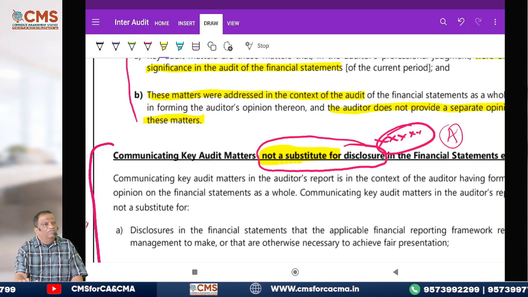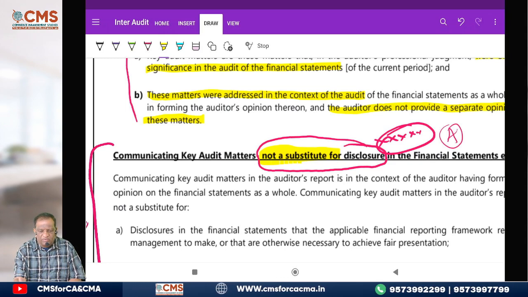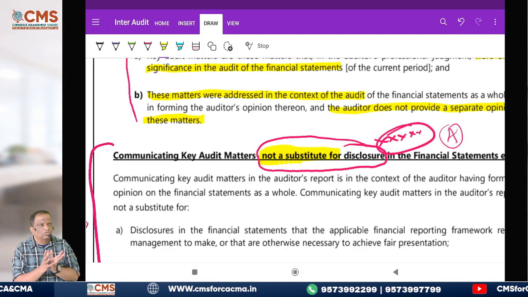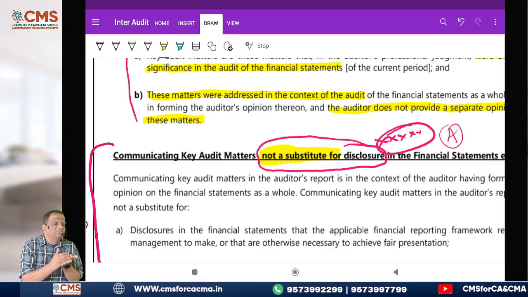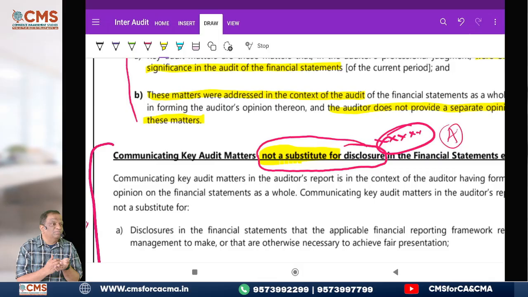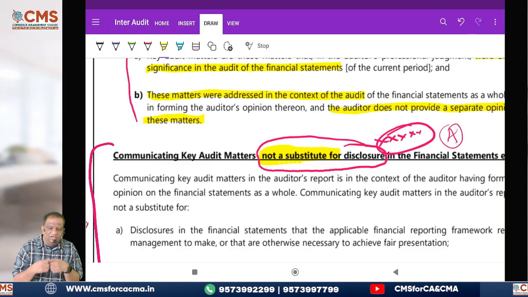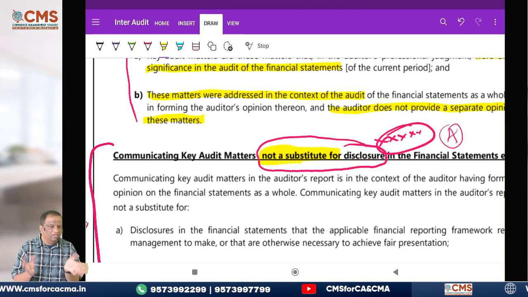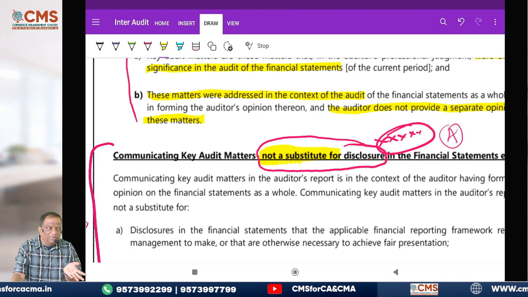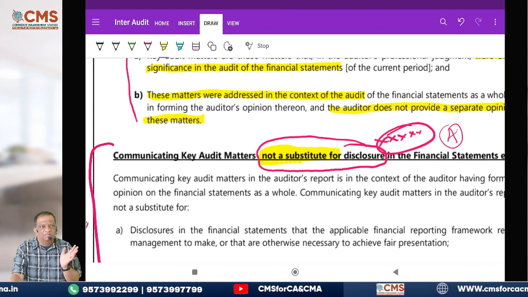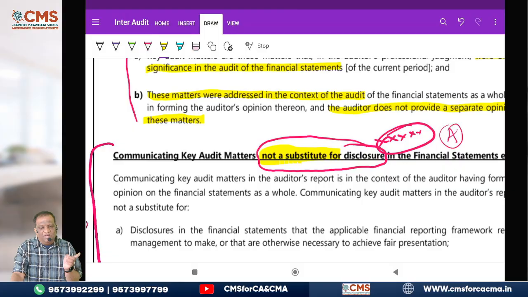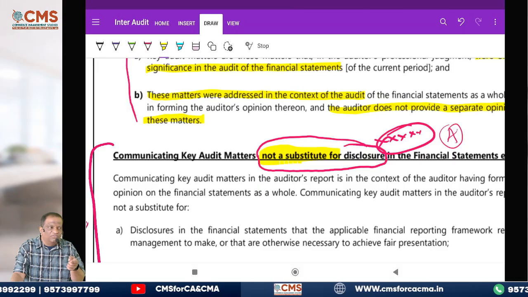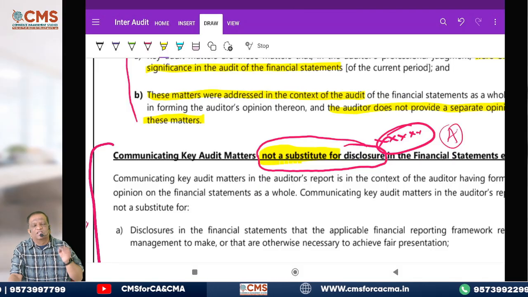Wonderful. Now, wherever there is a limitation, an inability to obtain sufficient and appropriate evidence, on account of a management imposed limitation, listen to the situation and tell me the answer. The auditor has requested the management, but the management is not willing, and then he escalated to those charged with governance. They are also not helpful. Then what should an auditor do? Evaluate the impact, and if the impact is material but not pervasive, qualified. Material and pervasive, disclaimer. But will he go directly for disclaimer? No, he will opt for withdrawal. If withdrawal is not permitted, then he will go for disclaimer.